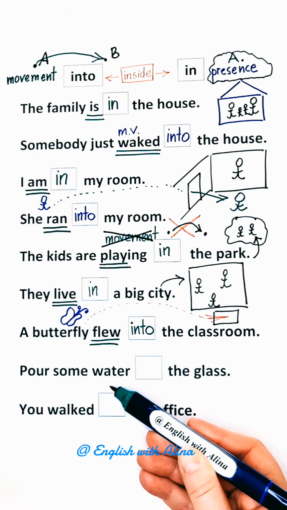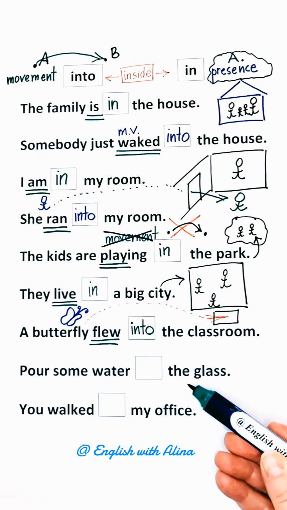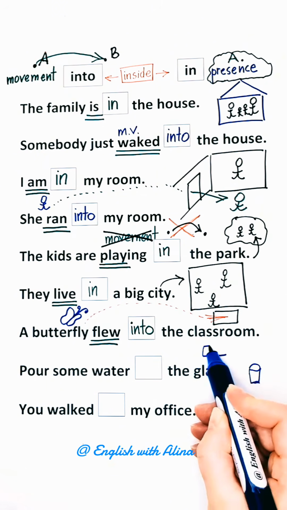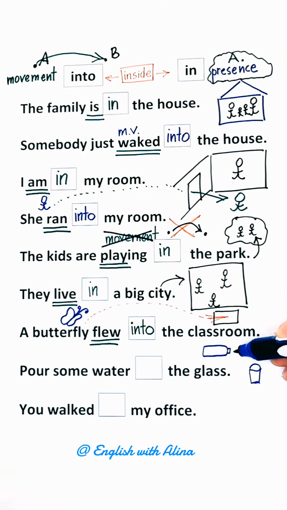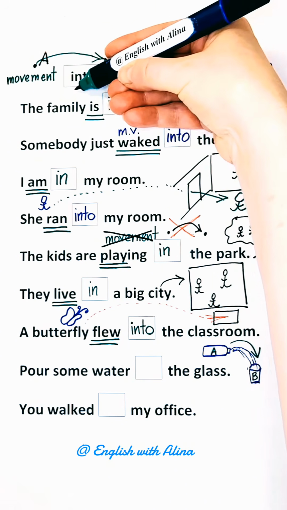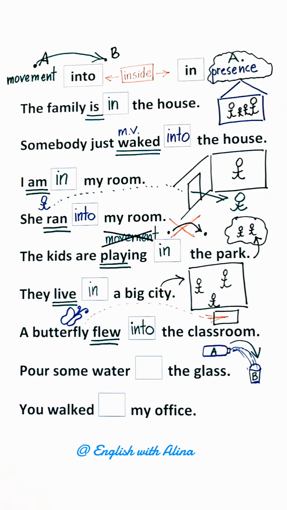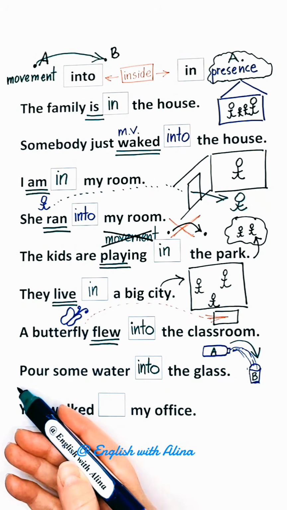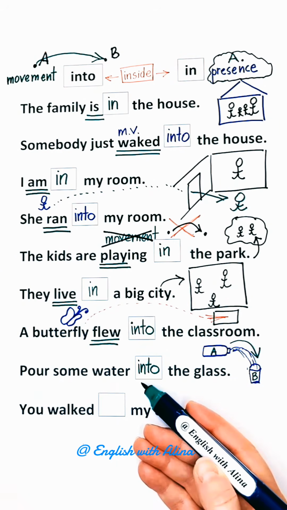Pour some water blank the glass. Here is the glass. And here's some water. The water is in the bottle. The water moves from the bottle into the glass. There's movement. Into the glass. Pour some water into the glass.